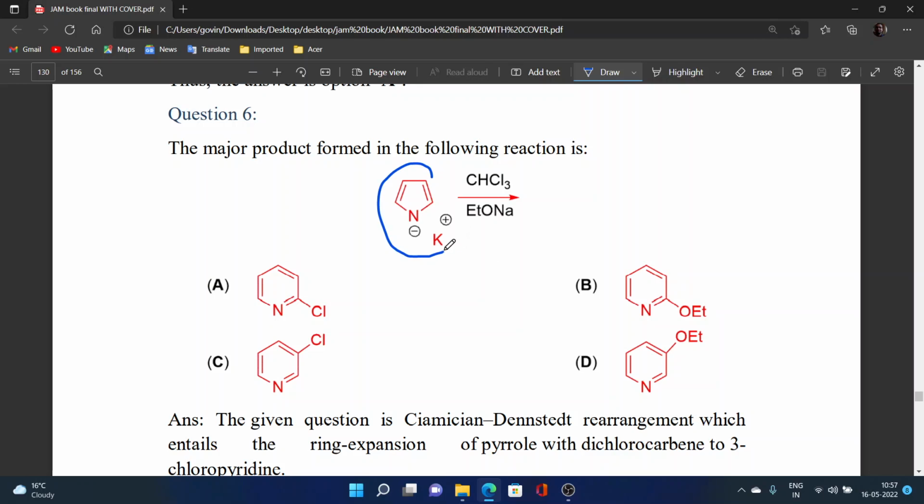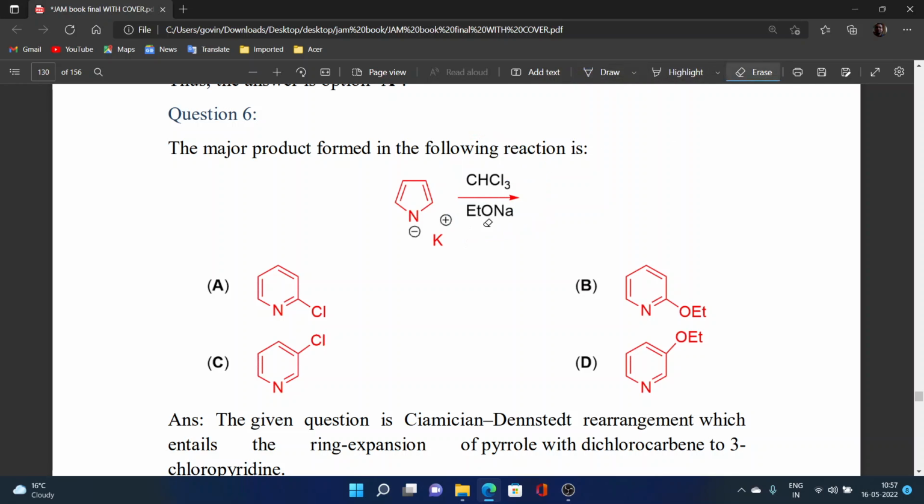So you have a pyrrole ring where the negative charge is on the nitrogen, that means the proton has been taken away by the base, and you have K plus as a counter ion. Then you are reacting with chloroform and a powerful base, sodium ethoxide. So whenever you see chloroform with sodium hydroxide or sodium ethoxide, you should start thinking in the Reimer-Tiemann reaction way.